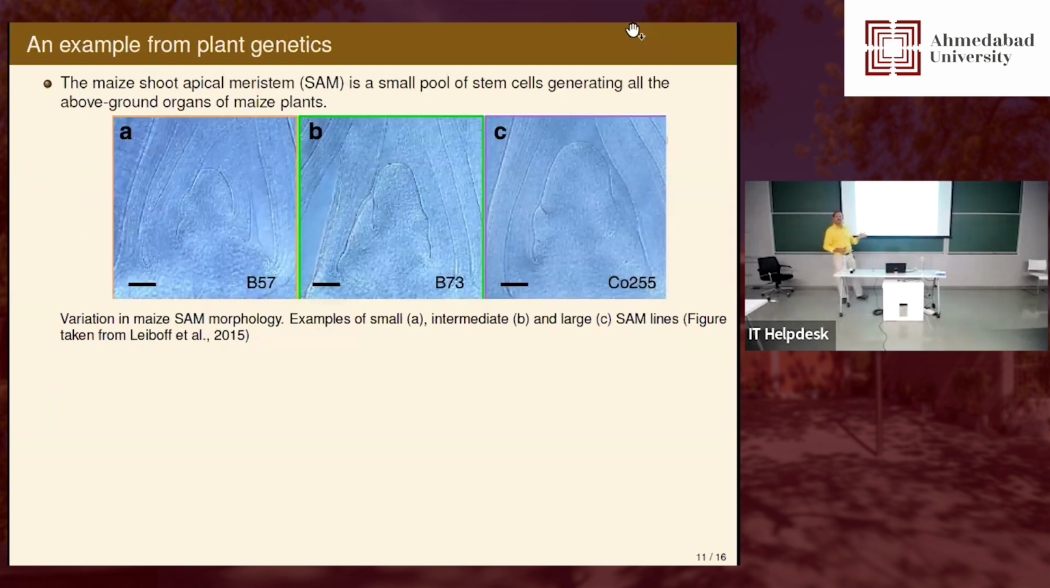Now we'll give another example. This is from plant science. This is a problem that some of my biologist colleagues in my university are working on. There is something called SAM, the shoot apical meristem, which is a small pool of stem cells, which controls many traits of a plant, like the flowering time, the ear length, and how sturdy the plant is going to be. There are a lot of things.